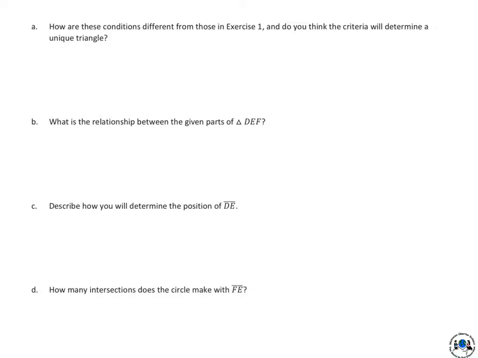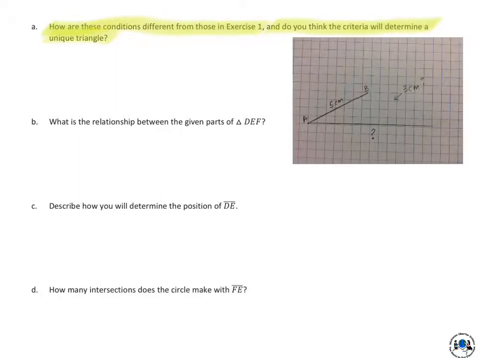Now, A asks you, how are these conditions different from those in exercise 1? And do you think the criteria will determine a unique triangle? So how are they different? Well, in exercise 1, and I'm not sure if you'll recognize this, and it's okay if you didn't, because that's what I'm here for, you were given one side, not the other, and one angle. What is very special about that angle? If you remember, it was 30 degrees. That angle was an acute angle, and an acute angle, as you know, is any angle that is less than 90 degrees.